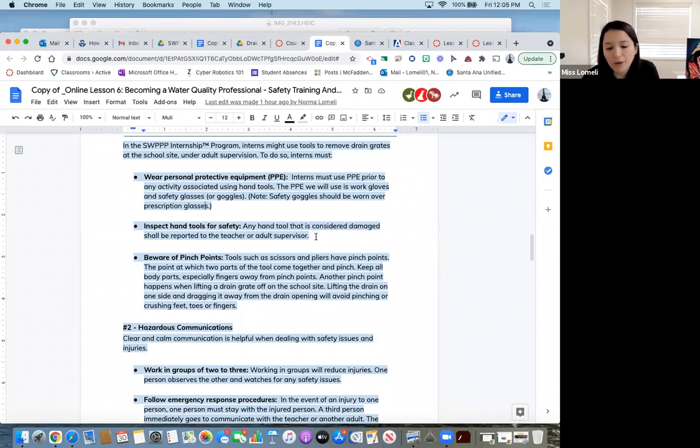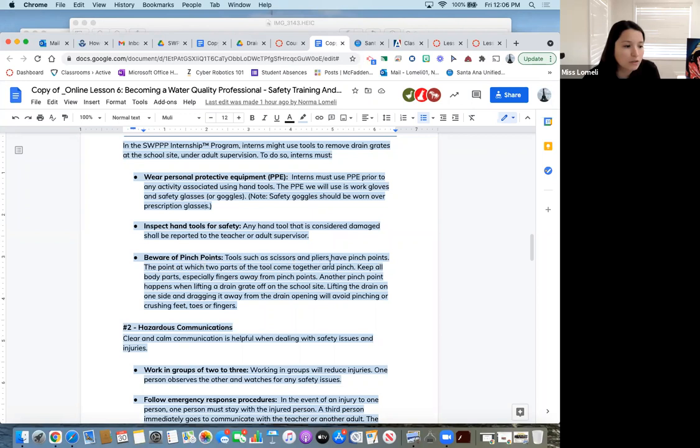So if we were on campus, we'd be using scissors, pliers, screwdrivers, things like that. And this goes for any situation that you might be dealing with in the future. If a tool gets checked out to you and it's broken, please report it. Please do not use a tool that is broken. It's dangerous.